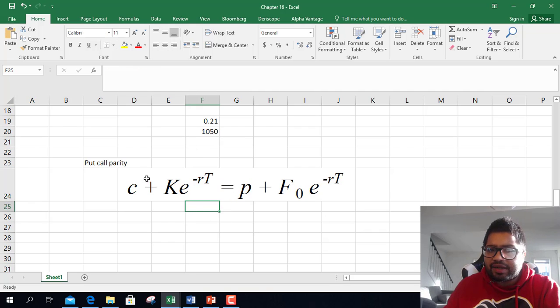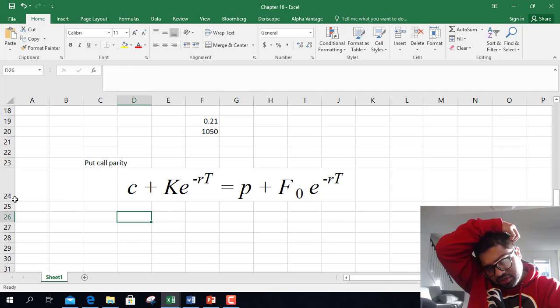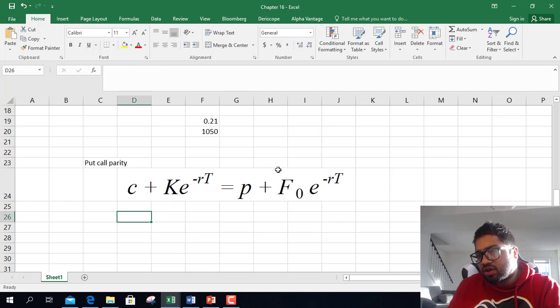So this is put call parity for options based on futures. The difference is, instead of put plus stock, we are doing put plus future price discounted at the risk free rate.